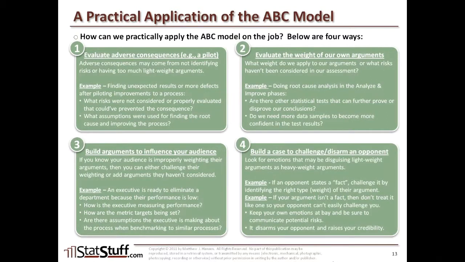The last example is it's a way for us to build a case where we can challenge an opponent or maybe disarm the opponent. So this is where we can look for emotions that might be coming across in our opponent that could be disguising lightweight arguments as heavyweight arguments. One example is if there's an opponent who is conflicting with something you're proposing, and they are strongly and adamantly opposing what you're proposing, then that opponent might state something as a fact. Well, then what you might want to do is challenge what they're calling a fact by using the method of how we define a fact in the ABC model.